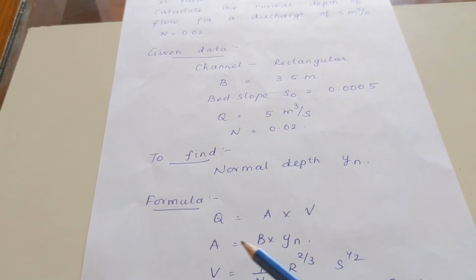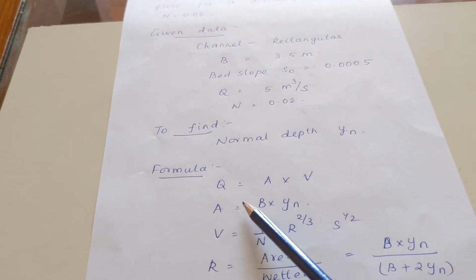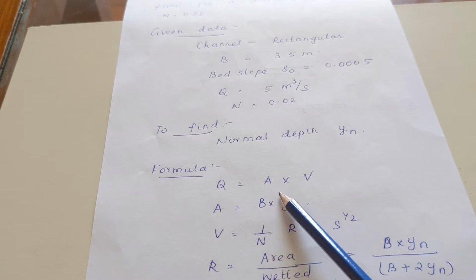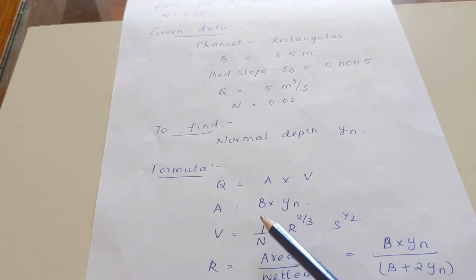What is the formula? Q is equal to area into velocity. As it is a rectangular channel, area is equal to B into Yn. Velocity is equal to, they have given the Manning's constant, so 1 by n, r raised to 2 by 3, s raised to half, and r is equal to area divided by wetted perimeter.